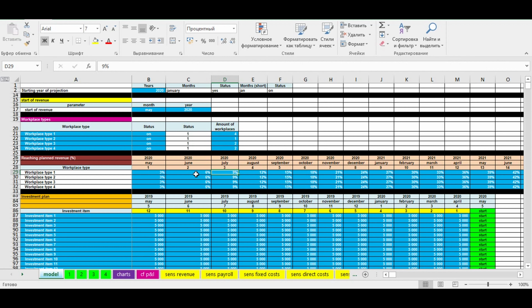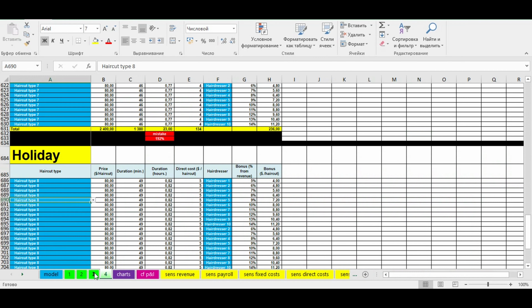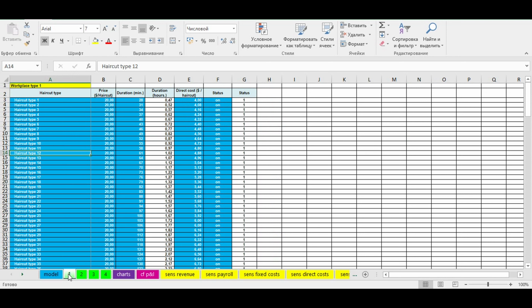If you want to believe the financial efficiency of your financial model, you will have to create a credible revenue-generating algorithm. Let's have a look at it. Here, from left to the right, we have 4 green Excel sheets describing each type of workplace. Now we move to one of the workplaces to look at the revenue-generating algorithm.